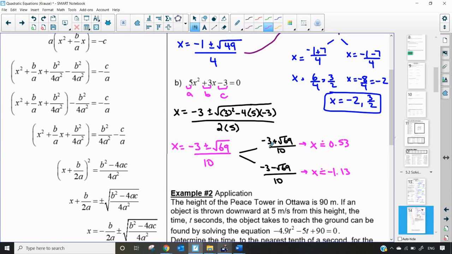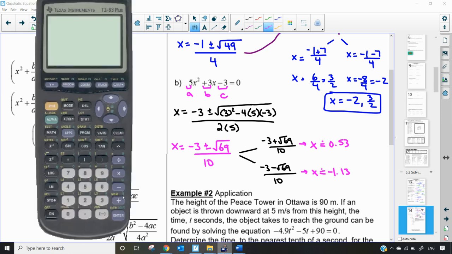But again, if we want to verify that on our calculator, we can check with the approximations. So we would have negative 3 plus root 69 divided by 10. And then we have negative 3 minus root 69 divided by 10.